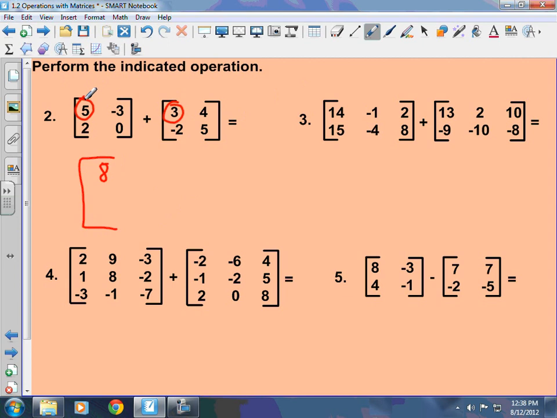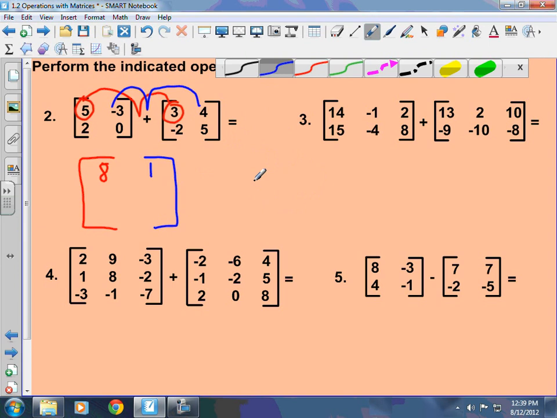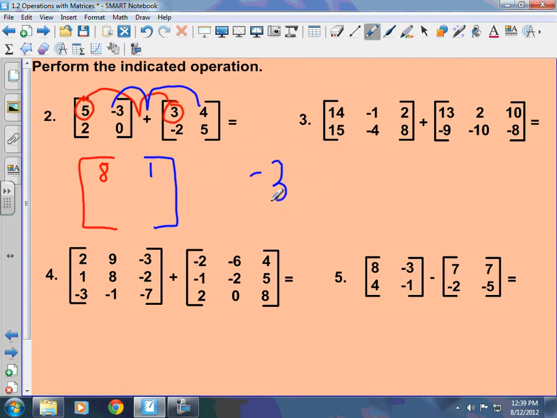Negative 3, see, I took 5 plus 3, entry 1 plus entry 1, and got my total. Negative 3 plus 4, I have entry 2 plus entry 2. Negative 3 plus 4 is 1. How'd you get 1? Well, negative 3, my pen stopped working. Okay, there it is again. So I had negative 3. My pen does not want to work on this area right here.